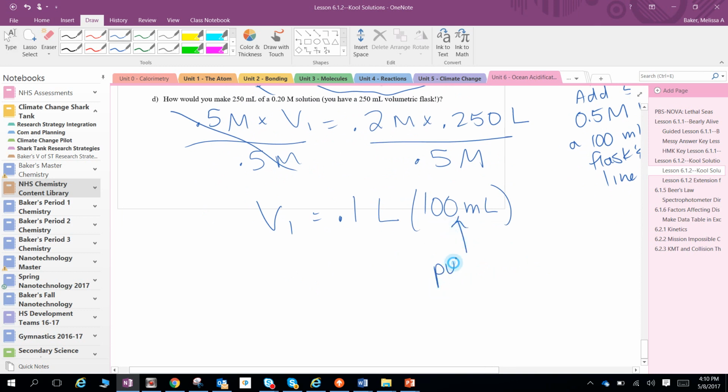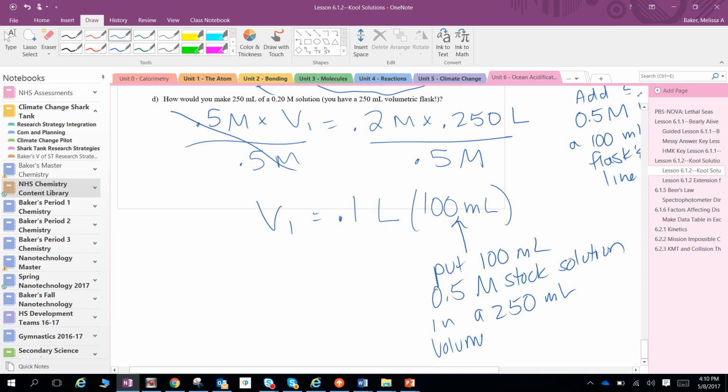So similar to last time, I would put 100 milliliters of the 0.5 molar stock solution in a 250 milliliter volumetric flask and fill to the line with water. And that will dilute it so that my new concentration is only 0.2.